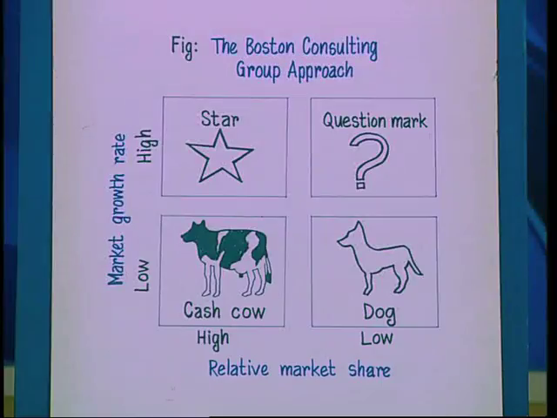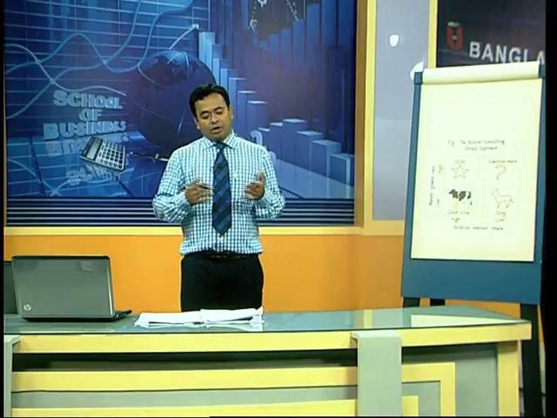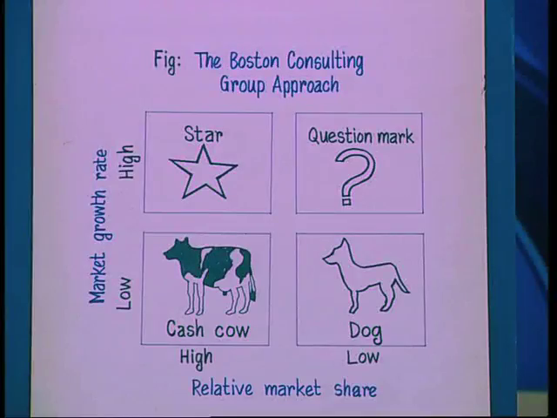And the third SBU is question marks. In the question marks we can see the market growth rate is high and the relative market share is low. In this situation the marketer applies the building strategy or the retention strategy. The marketer can invest more money to sustain such types of SBU, and the manager tries to turn these question marks into stars.